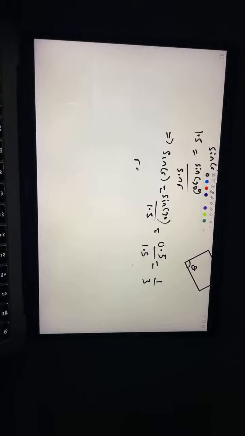So that means that R is the sine inverse of 1 over 3. So from there now, we look for the sine inverse of 1 over 3.